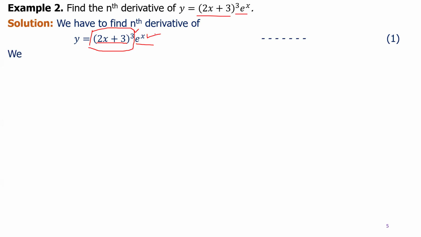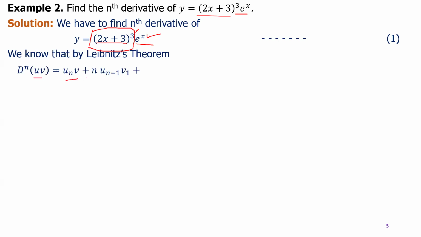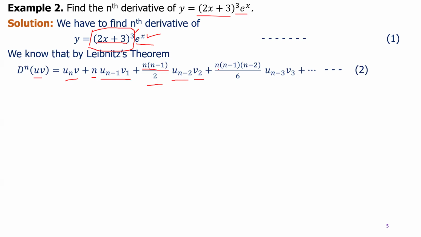We know that by Leibniz theorem, nth derivative of uv is equal to un into v plus n into un minus 1 v1 plus n into n minus 1 upon 2 un minus 2 v2 plus n into n minus 1 into n minus 2 upon 6 un minus 3 v3 and so on. So let us give it equation number 2.